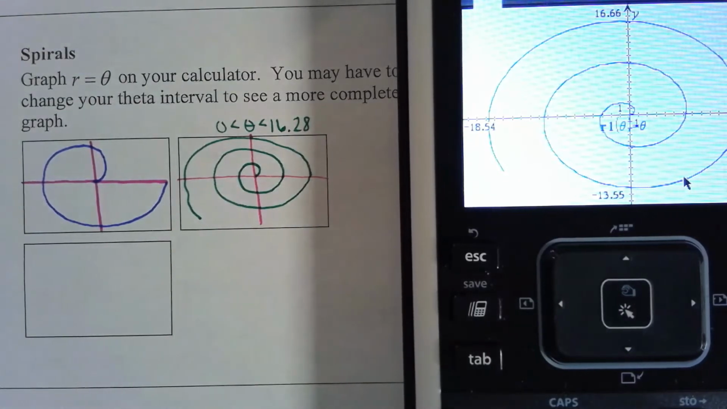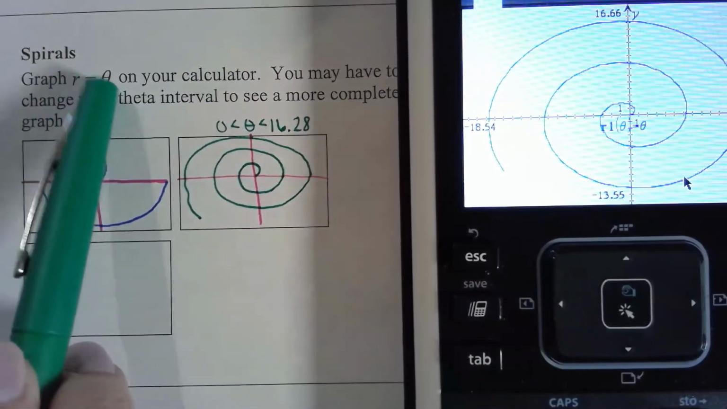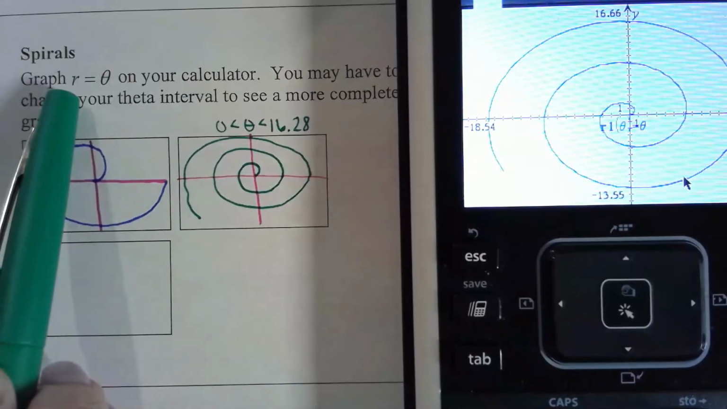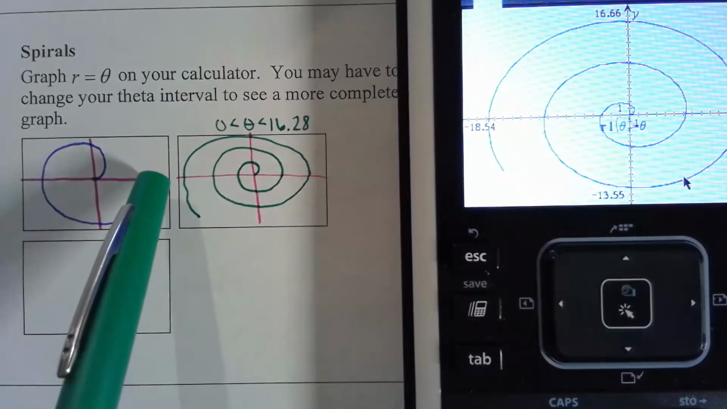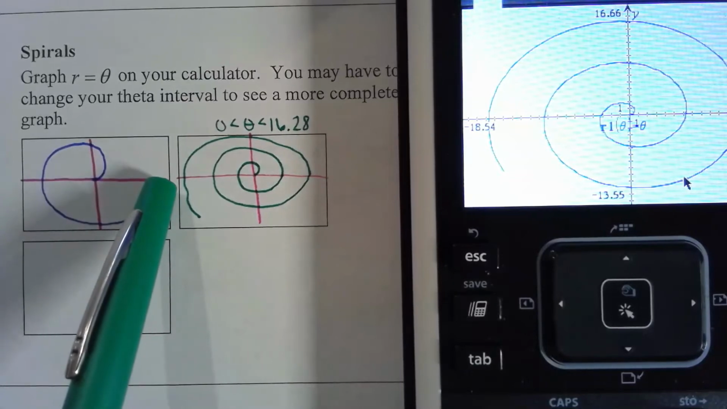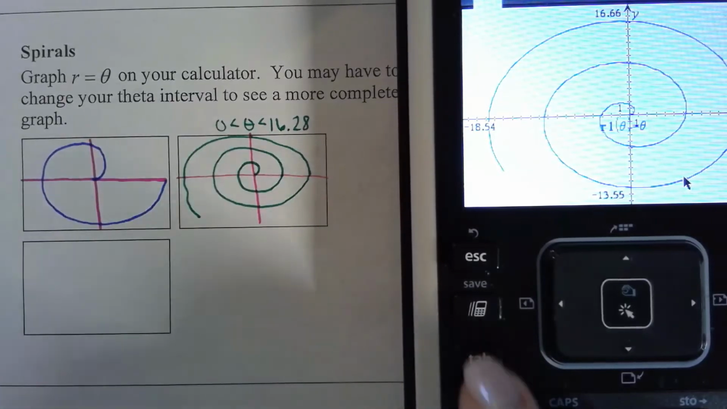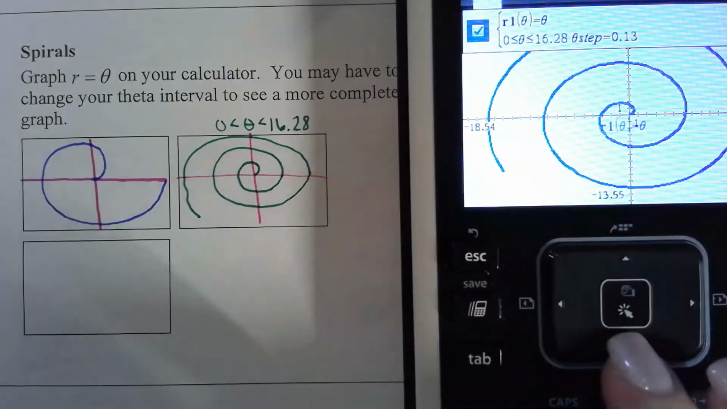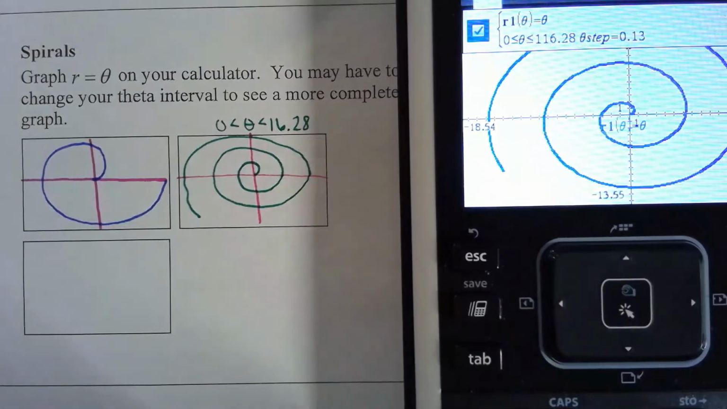Right, and so if we think about the equation r equals theta, the radius equals the angle. So the bigger the angle, the bigger the radius is going to get. So if our angle is only going to 6.2, then our radius is going to only get as big as 6.2. Same thing happened here. Now, I could hit tab and I could make this go from, I don't know, to 116.